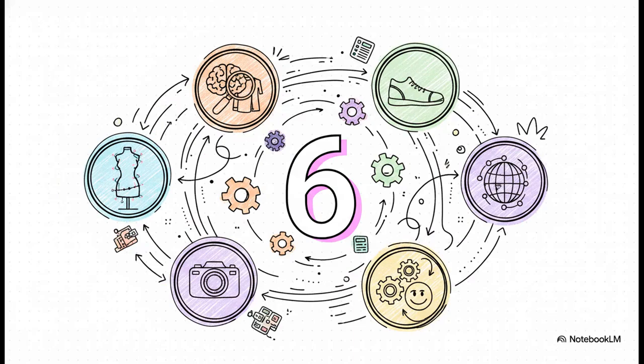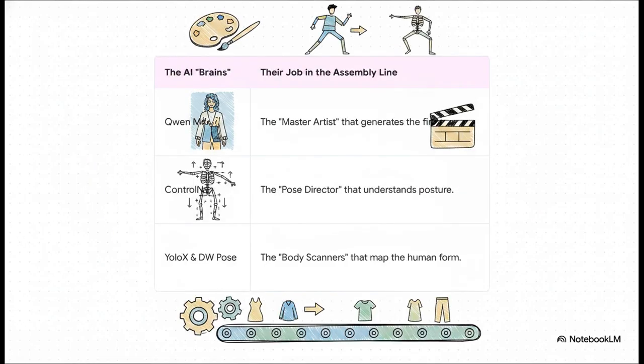And just to be clear, we're not building a simple machine here. To get just one of these virtual try-on workflows up and running, you need a grand total of 6 different core AI models, and they all have to work together perfectly. So each of these models has a super specific job. It's like a real assembly line. You've got the Qwen model, which is kind of like the master artist, creating that final image. Then there's ControlNet. That's our pose director.